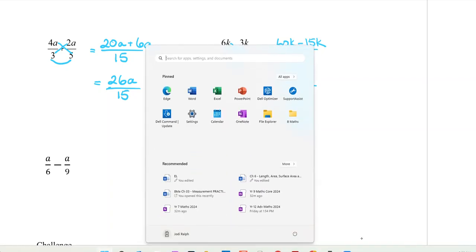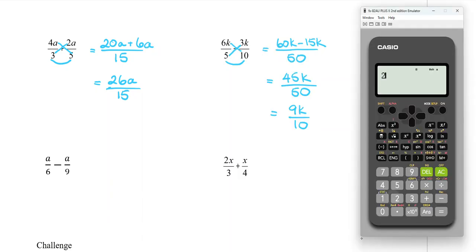Let's check the previous question. I had 26 over 15, and I pressed equals and nothing happened. So that was the right answer. There was nothing to simplify. Okay, let's look at the next one.